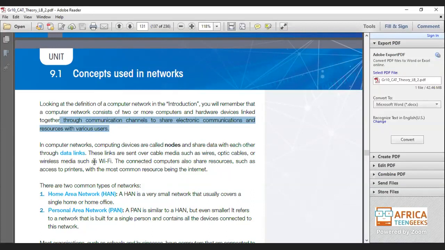Sharing is very important. In context of networking here, computing devices are called the nodes. When I'm talking about nodes, I'm referring to whether it is a server or a client computer. All of them we call the nodes, and they share data with each other through what? The link, like I said. That definition was incomplete because we need to know how they share this information through a dedicated link. These links are sent over cable media such as optic cables, or wireless media such as Wi-Fi. The connected computers also share resources such as access to the printer, the most common resource being the internet.